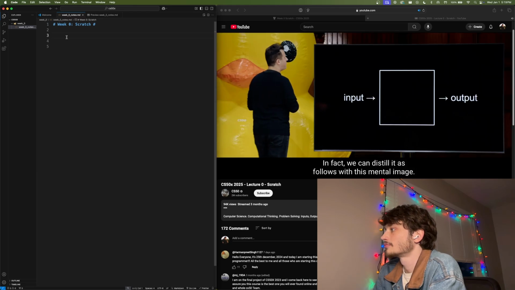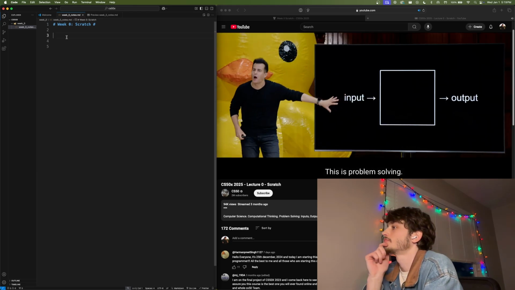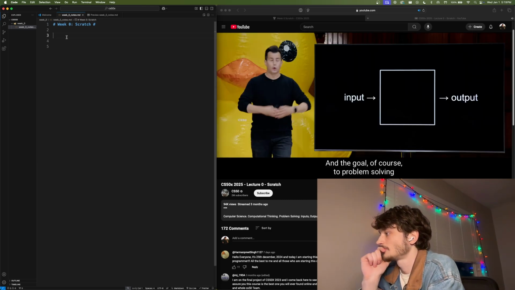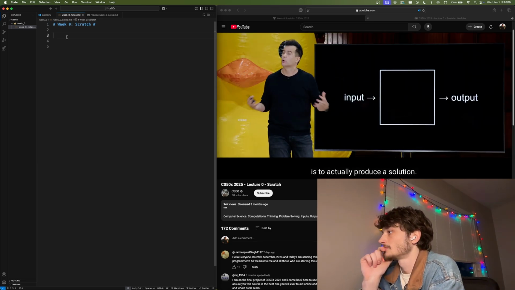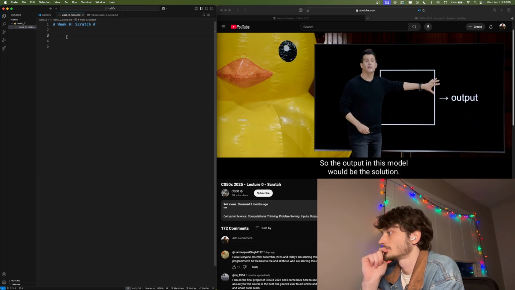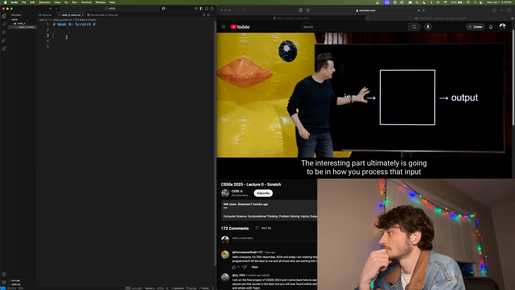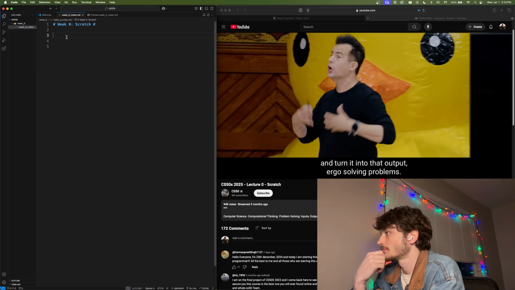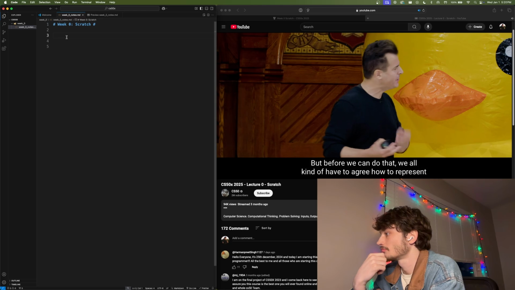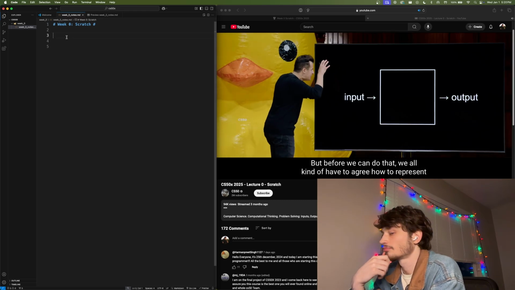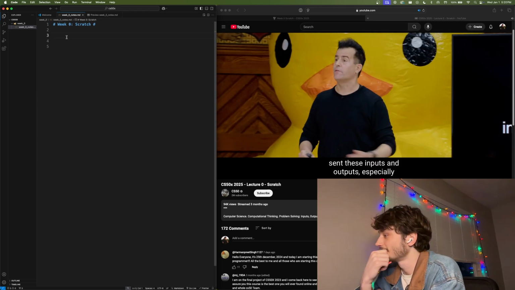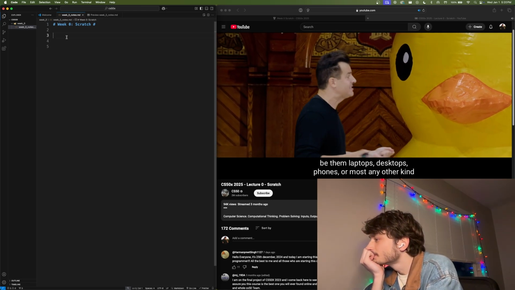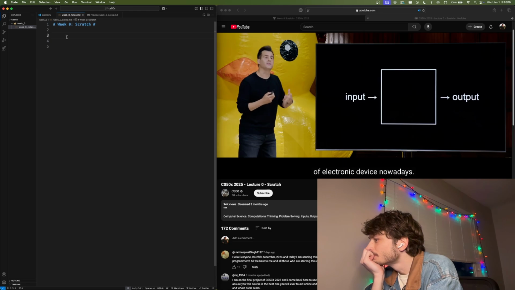In fact, we can distill it as follows with this mental image. This is problem solving. You've got some problem to solve, thus known as the input that you want to solve. And the goal, of course, to problem solving is to actually produce a solution. So the output in this model would be the solution. The interesting part ultimately is going to be in how you process that input and turn it into that output, ergo solving problems. But before we can do that, we all kind of have to agree how to represent these inputs and outputs, especially if we want to do it in a standardized global way using literally computers, be them laptops, desktops, phones, or most any other kind of electronic device nowadays.